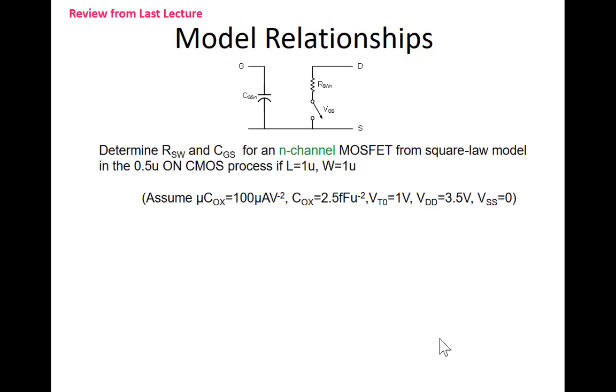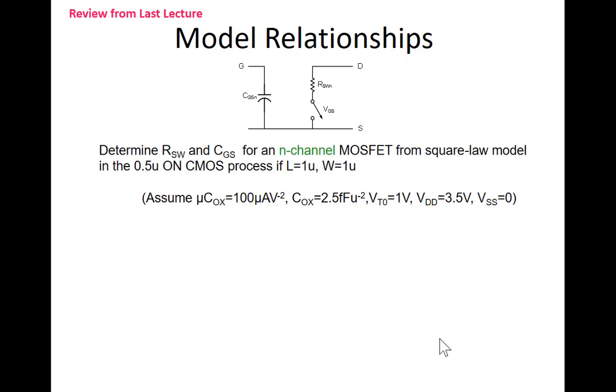We assumed in this process mu Cox was 100 micrograms per volt squared. Cox is 2.5 femtofarads per square micron. Where do we get these numbers? Where do we get these numbers? Mr. Strong, where do we get those numbers? Process. Manufacturing. From the manufacturer, part of the PDK, characters of the process.